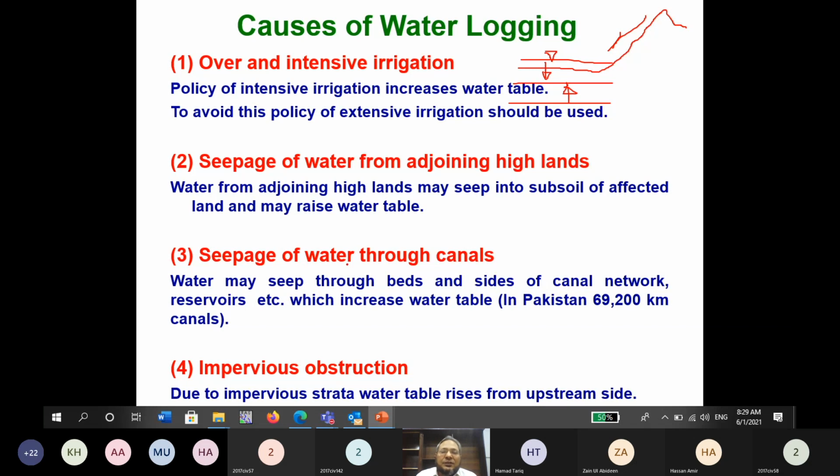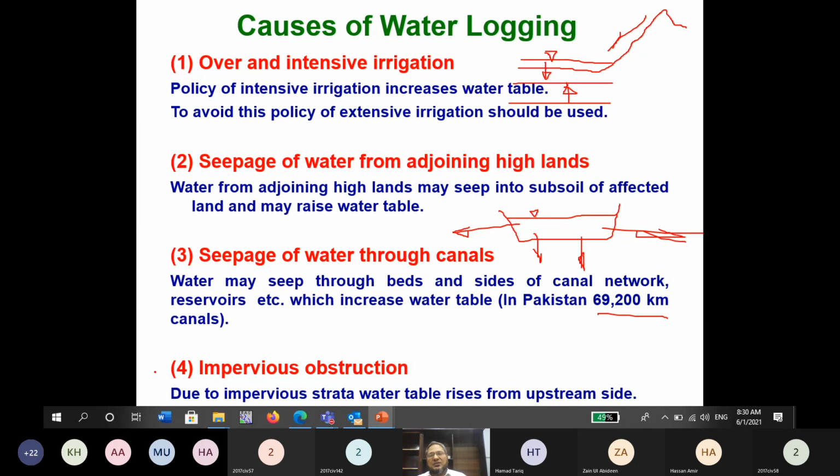Okay, number 3, seepage of water through canals. You know very well that if the canals are unlined, then there is seepage from the bed of the canal and from the sides. And you know, in Pakistan, how much is the length of the canals? 69,000 kilometers.